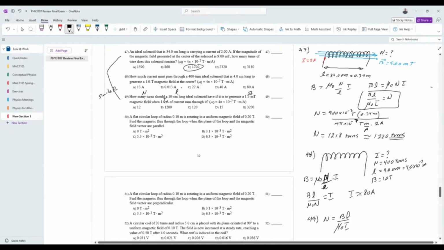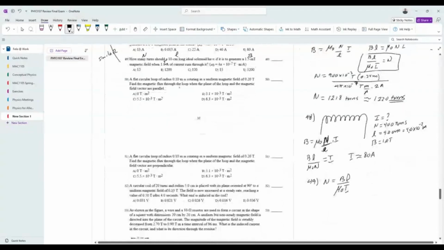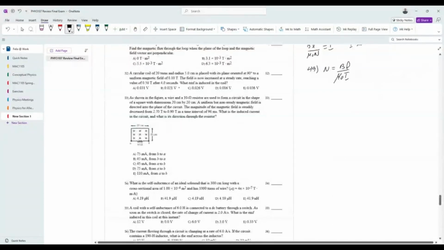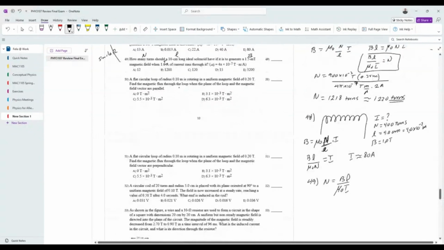Now, let's see then the next exercises, 50, 51, discussing magnetic flux. So I will erase this part here to get some free space to work.